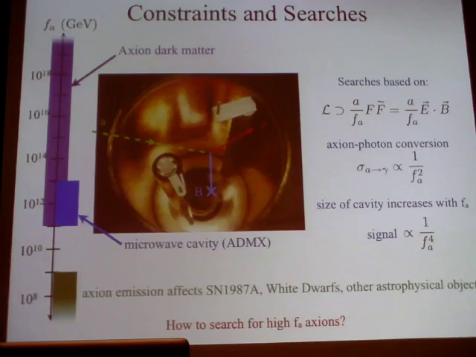So this raises an interesting question. Since the axion can be dark matter anywhere above this, how do you ever go to high F axions?